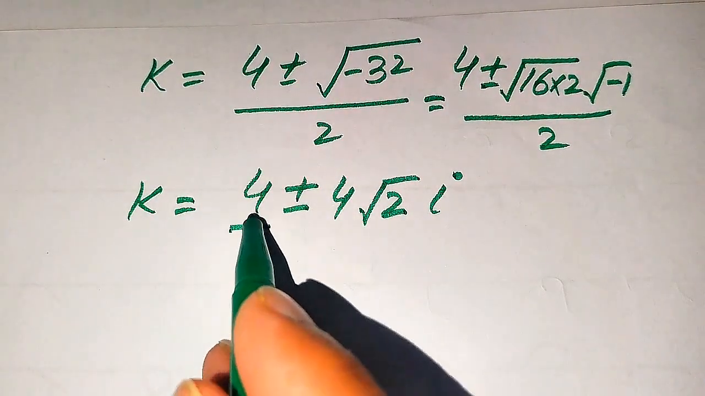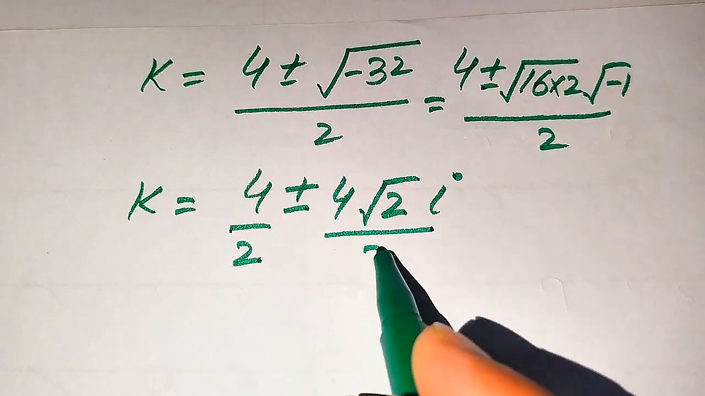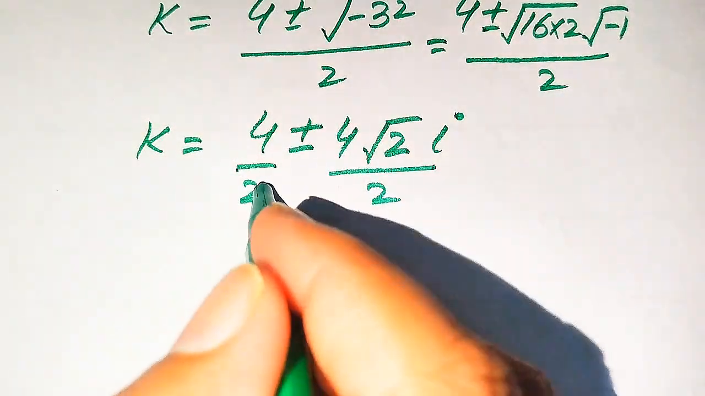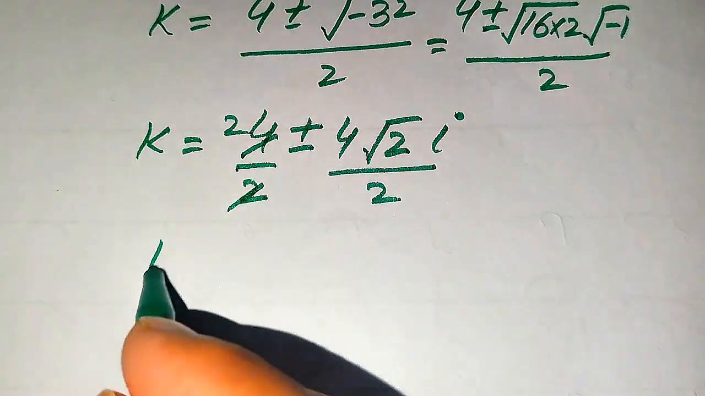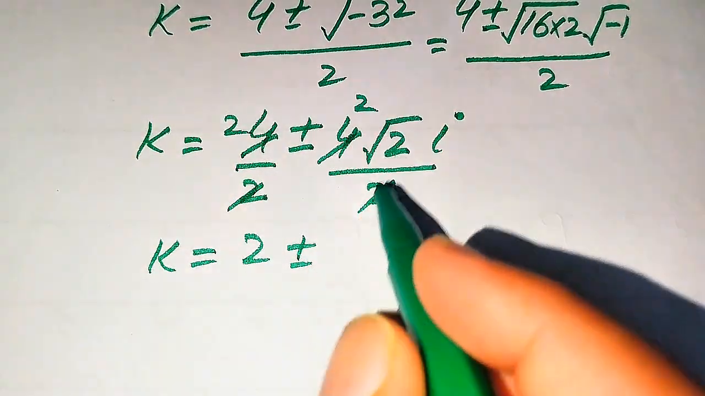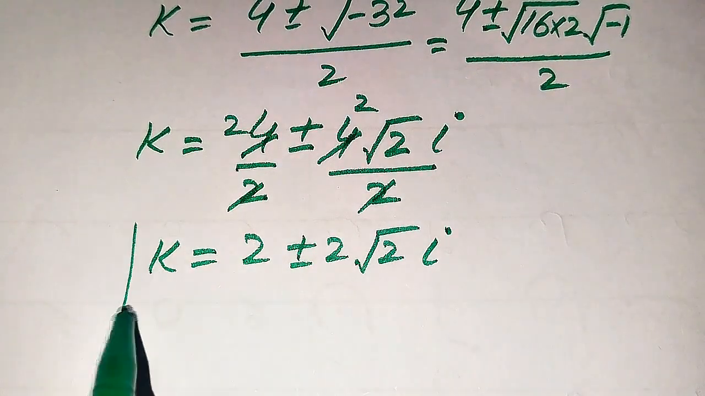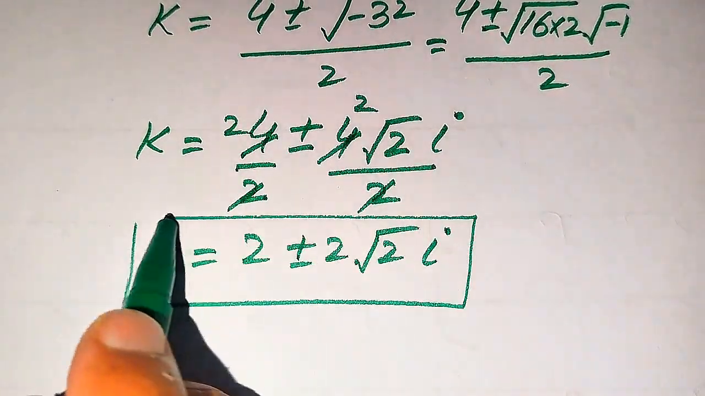And here we need to break this fraction, and it will become 4 divided by 2 plus minus 4 times square root of 2 iota also divided by 2. So we cancel this term, and we get k is equal to 2 plus minus, this is 4 divided by 2 becomes 2, and we get 2 times square root of 2 into iota. So this is the second value of k.